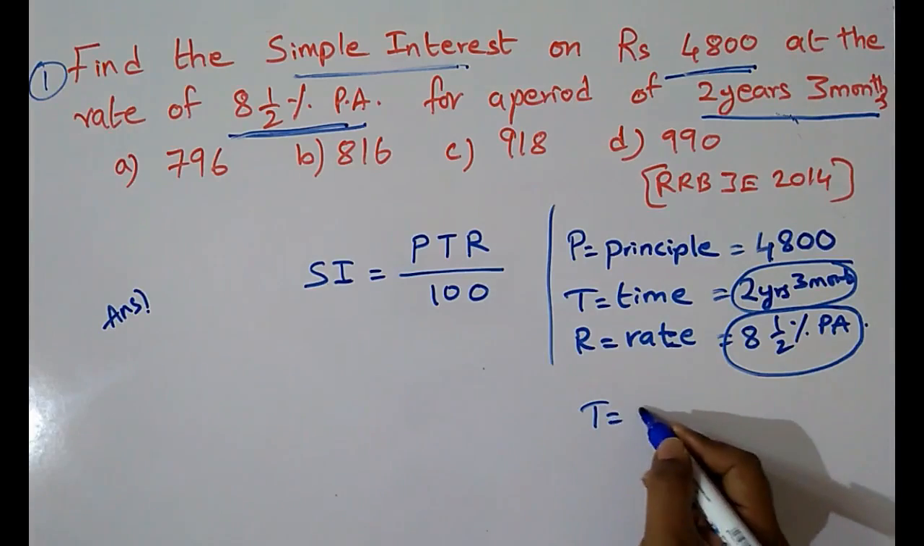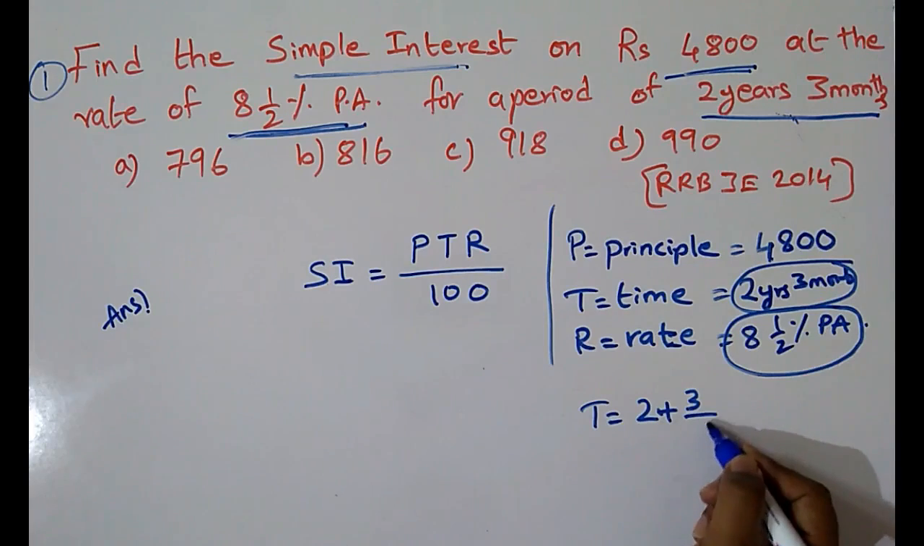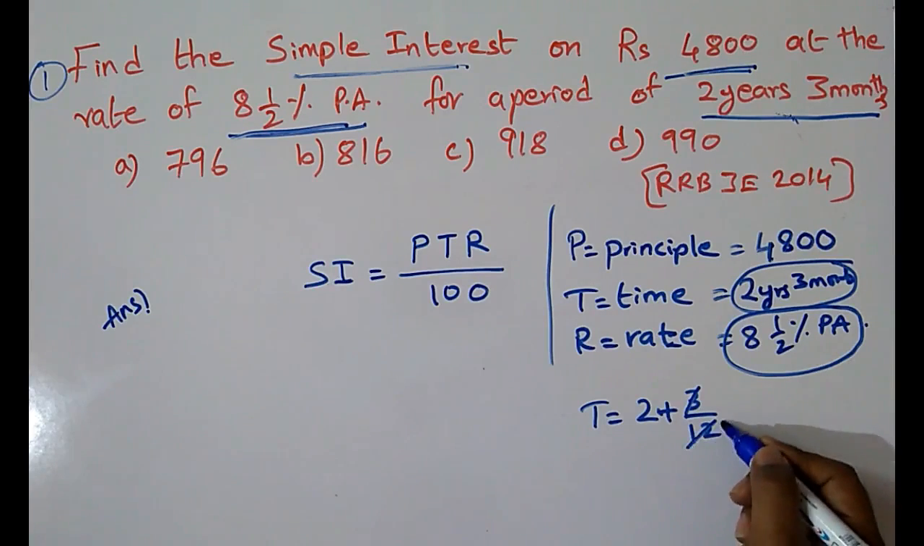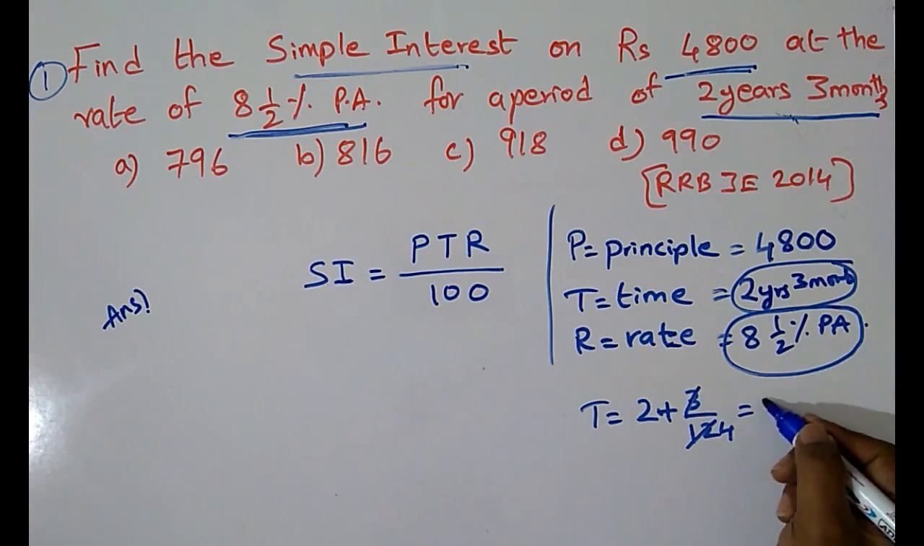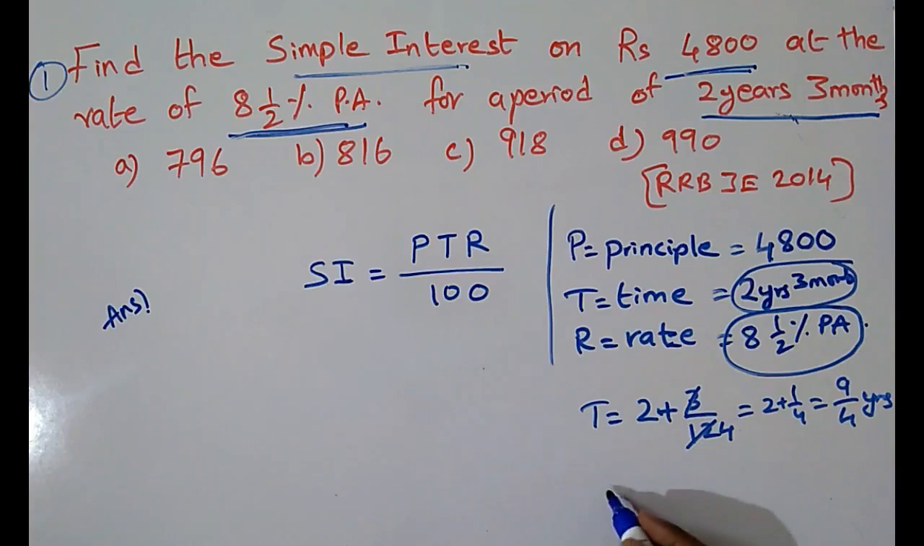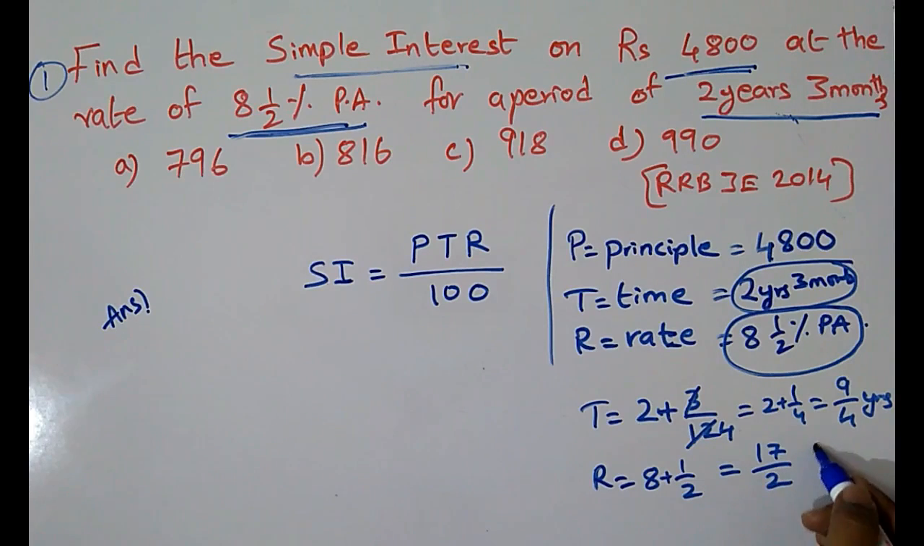The time is given by 2 years plus 3 months out of 12 months, that is 2 plus 1 by 4, given by 9 by 4 years. In the same way, we are going to convert this rate: 8 plus 1 by 2%. 8 2s are 16, 16 plus 1, 17 by 2%.